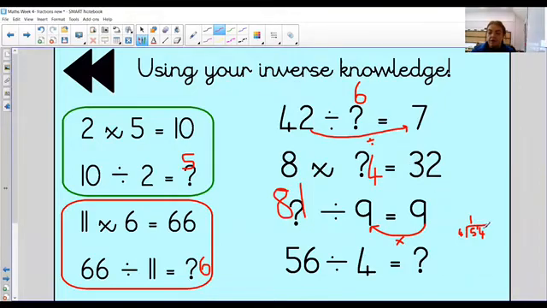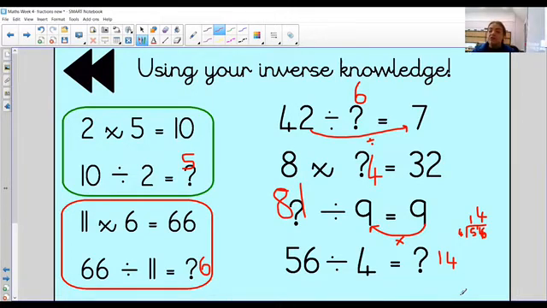Oh, I did think that's not going to work, Miss Athens, because it's a 6, not a 4. 16 is 4. So I know that 56 divided by 4 is 14. Sorry, guys, going a bit mad here today.